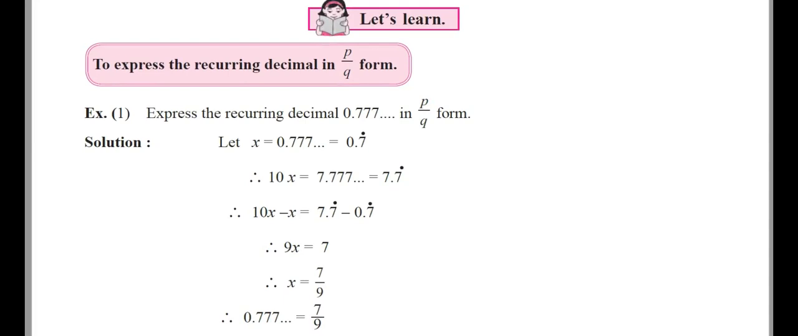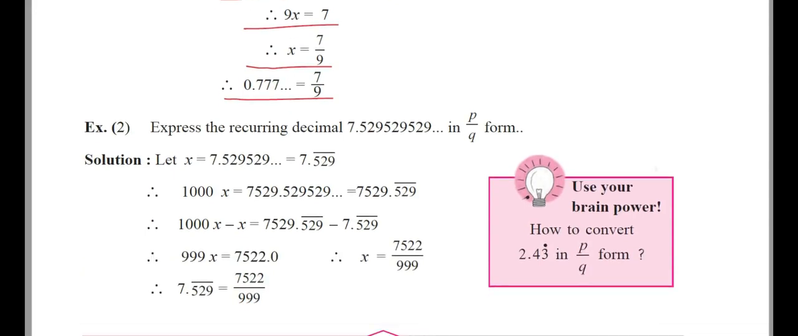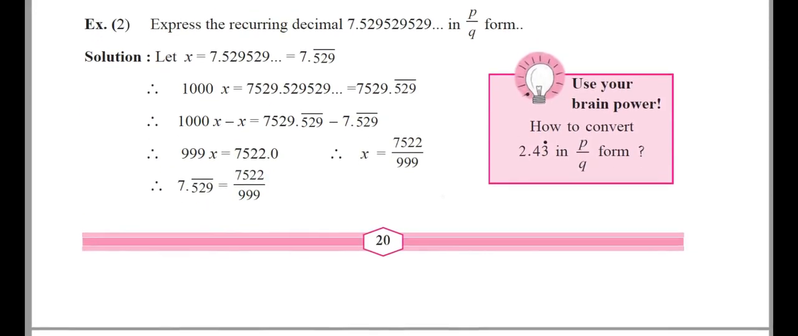To express the recurring decimal in P upon Q form, a simple example: express the recurring decimal 0.777 in P upon Q form. Let x be equal to 0.7 recurring. One digit is repeated, therefore multiply on both sides by 10. Therefore 10x is equal to 7.777, that is 7.7 recurring. Therefore subtract: 10x minus x is equal to 7.7 recurring minus 0.7 recurring. Then you will get x is equal to 7 upon 9.